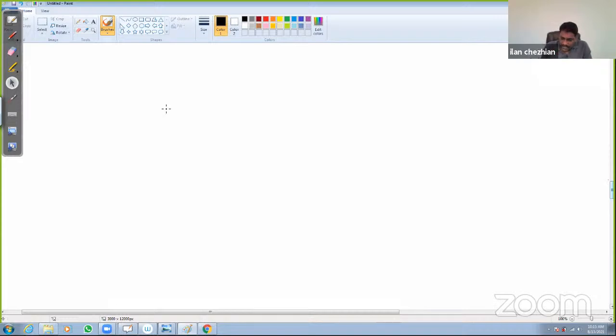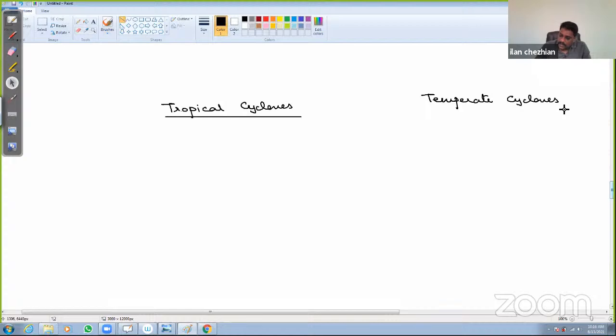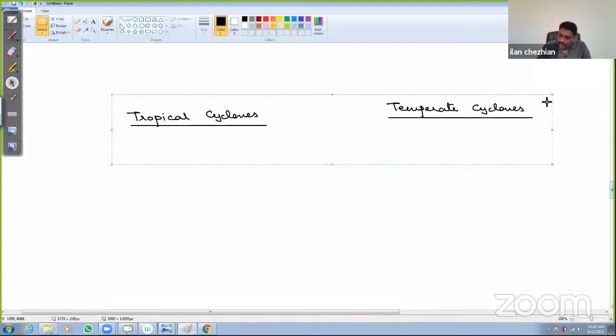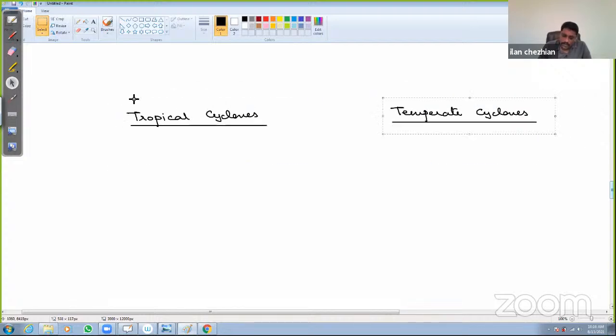On one side, let me take tropical cyclones. Of course, what is very important for us is tropical cyclones. On the other hand, what you have is temperate cyclones. Now comes the question: we are just going to discuss the basic difference between them. What is the basic difference between them? I'll tell you.